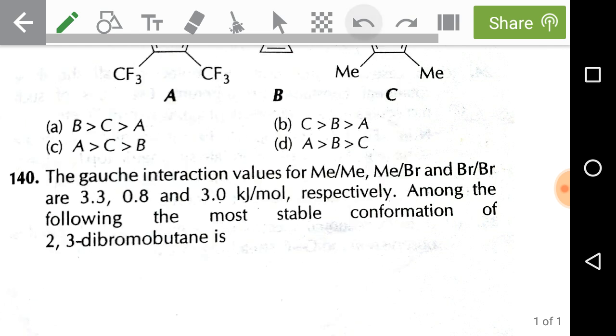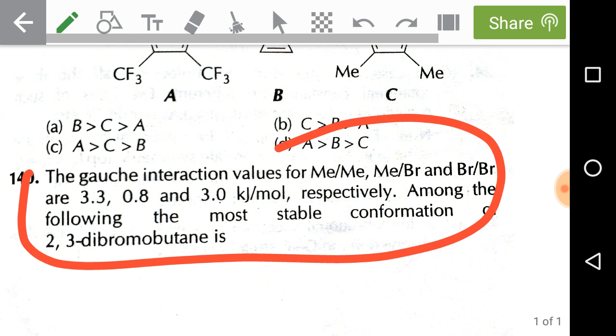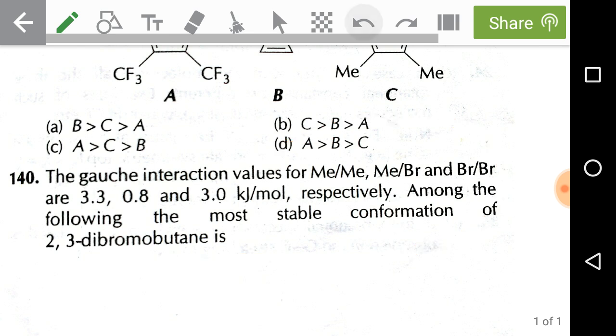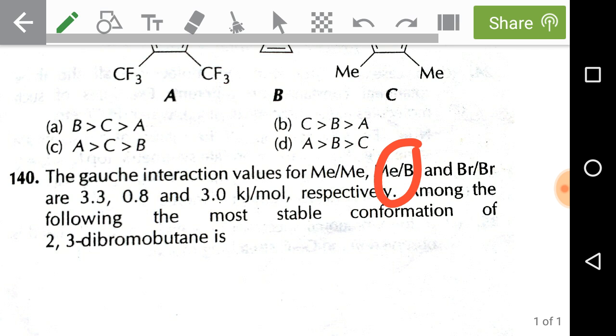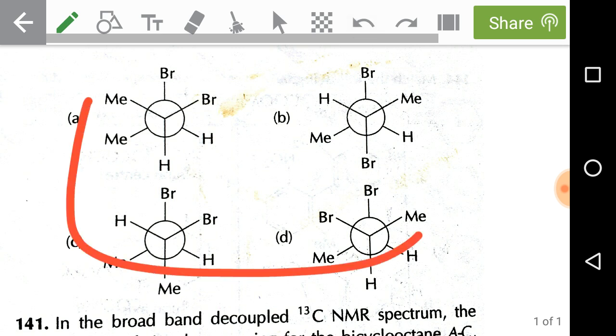Okay, right. And next question, the gauche interaction values of methyl-methyl, methyl-bromine and bromine-bromine are 3.3, 0.8 and 3 kilojoules per mole respectively. Among the following, the most stable conformation of 2,3-dibromobutane is. So just observe the interaction values. Methyl-methyl is highest, 3.3, and methyl-bromine is just 0.8 and bromine-bromine is 3. Okay, the least one is for methyl-bromine interactions. Okay, now just check the gauche interactions.